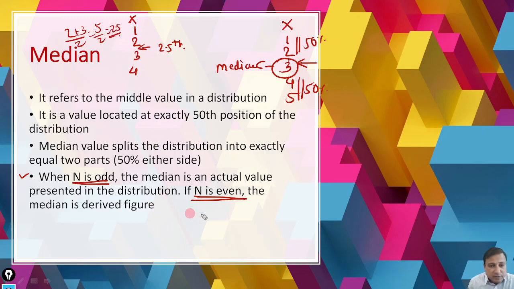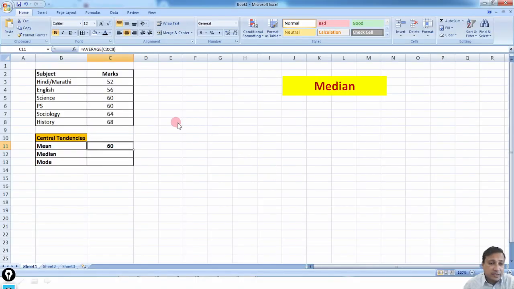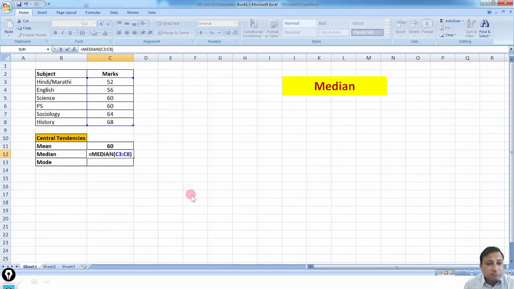Fine. That is why if your number of observations is even, then the median would be a derived figure. But if n is odd, then the median is an actual value, and that is presented here in the distribution. It is visible. Now to understand this in a better way, let me take you to one example.